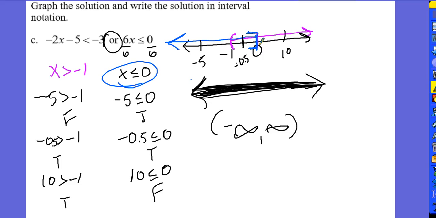Okay? So that's the end of those notes. Okay? So do your summaries, and your assignment is 19 through 61 odd.